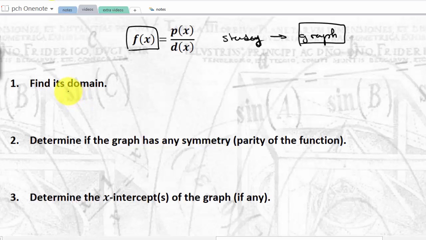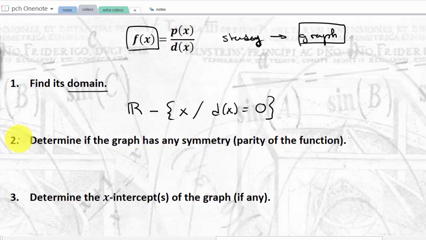Here we go. First, you should be looking for the domain of the function. This is something you know how to do; we have been looking for domains of functions for a while now. You need to solve the equation d of x equals 0, and the domain is all real numbers except all the x's that make d of x equal to 0. You can use interval notation to write it if you want to.